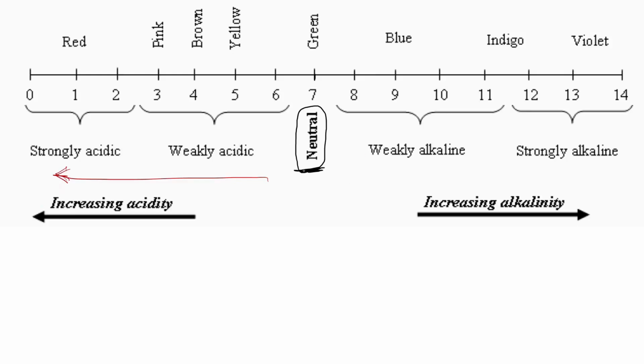On the other hand, we see another arrow pointing this side, and this means that from 7, which is the reference point for the neutral solution, as you move from it to 14, the degree of alkalinity increases, whereby between 7 and 11, the substance is weakly alkaline or basic in nature. And then between 11 and 12 to 14, we consider that substance to be a strong alkaline substance.